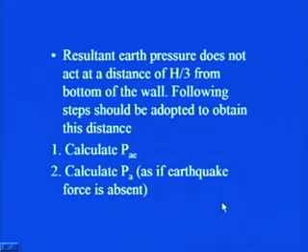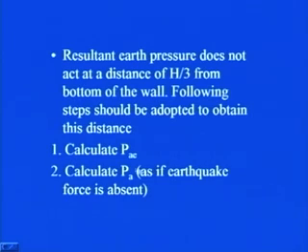Now how can we get the total active force per unit length of the wall in case the earthquake is present, or in case we are carrying out the analysis for earthquake condition. In this case, the resultant earth pressure does not act at a distance of h/3 from the bottom of the wall, which was the case earlier. So, we have to follow a few steps to obtain the resultant earth force and its line of action. Now, what are those steps? Let us try to see one by one.